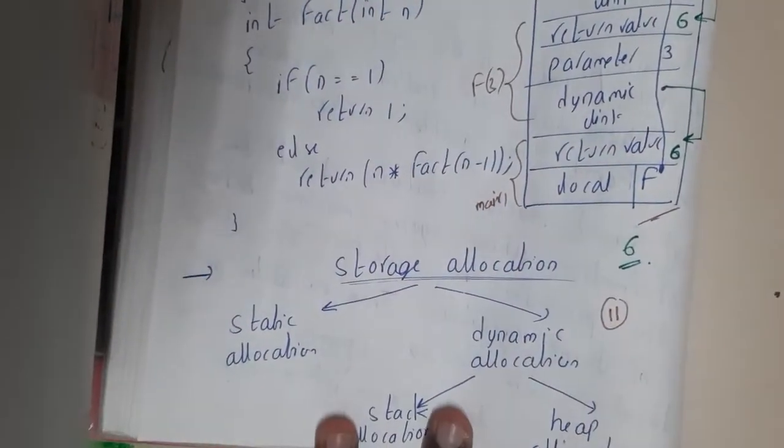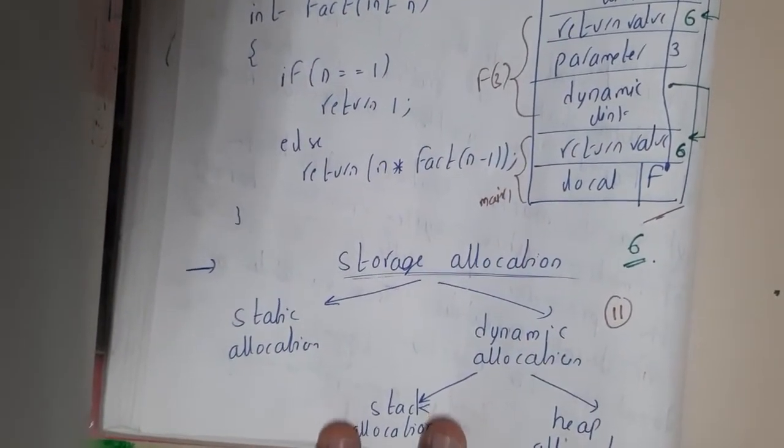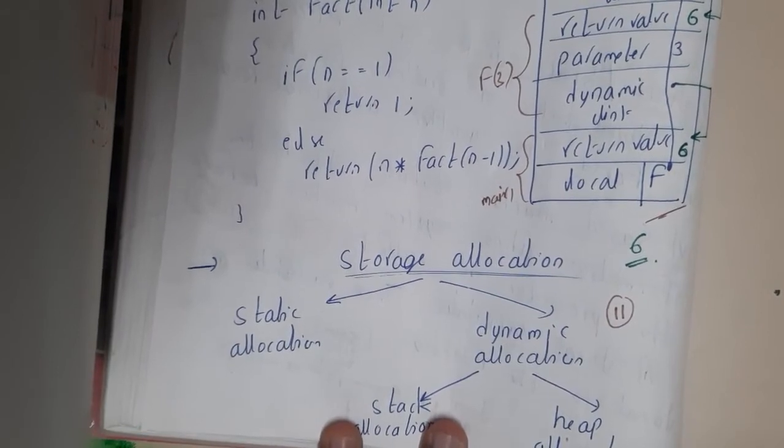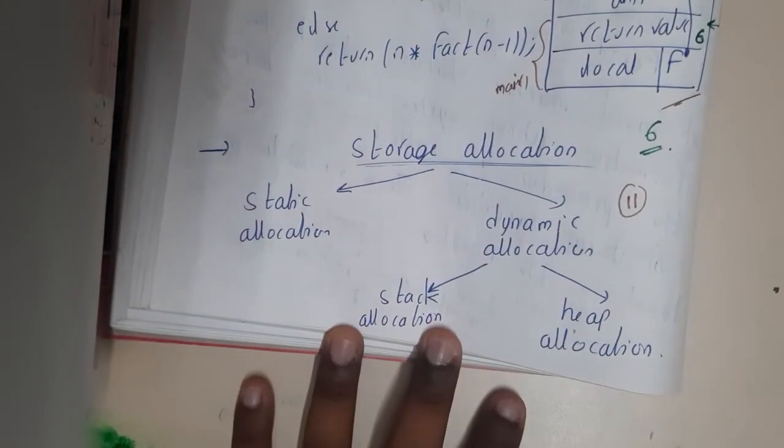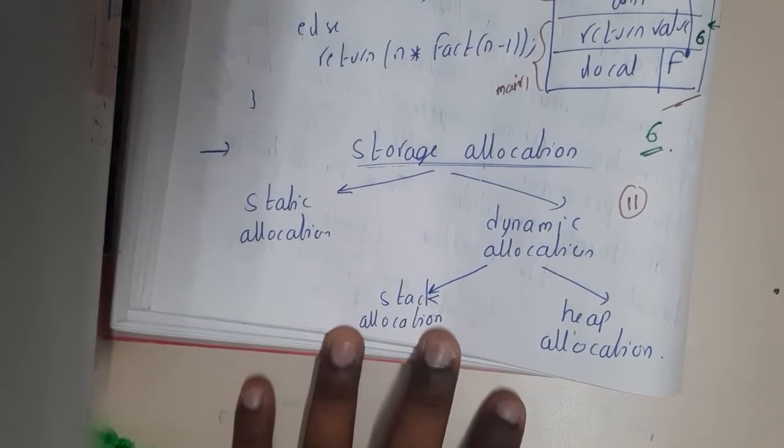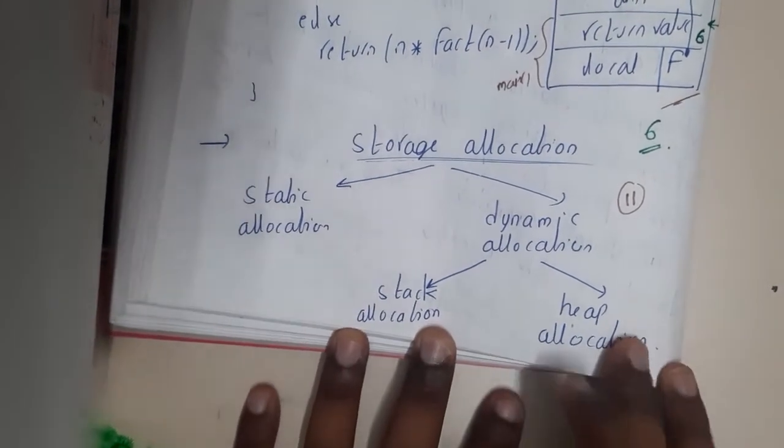Okay, I hope everyone got a clear idea on activation records. In the next lecture, we will be going through storage allocation, that is, static and dynamic allocation. So let us meet in the next lecture.